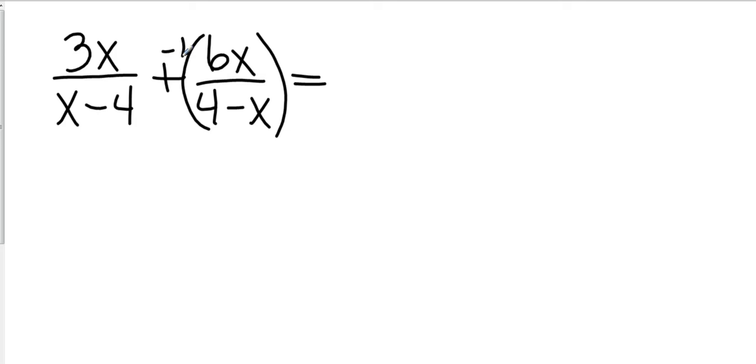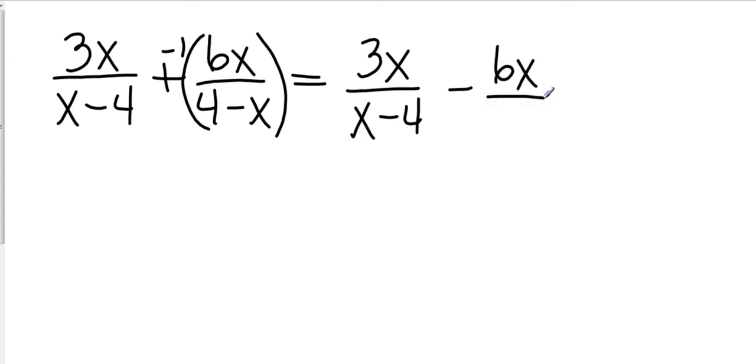Okay, so this is going to give me 3x over x minus 4. Negative 1 times 6x is negative 6x. And then we know that's going to change the signs on everything on the bottom, so that's going to give me x minus 4. So I now have 3x over x minus 4 minus 6x over x minus 4.